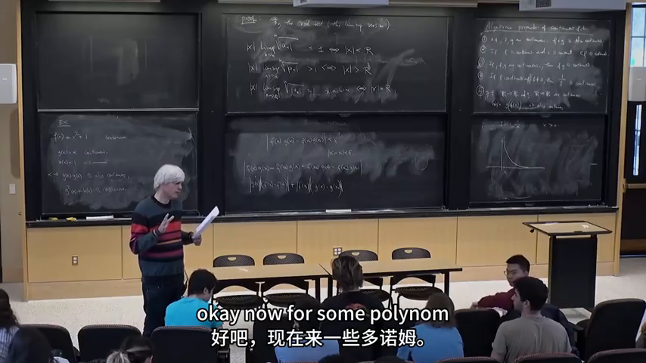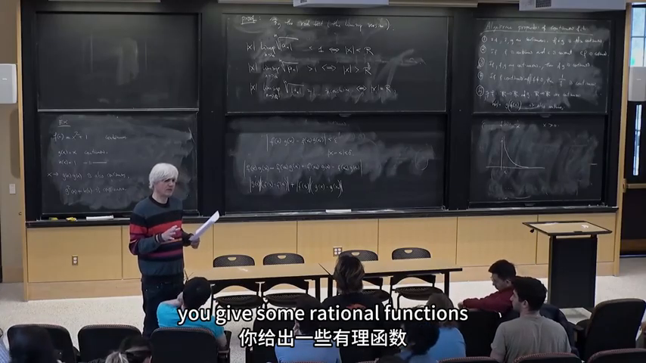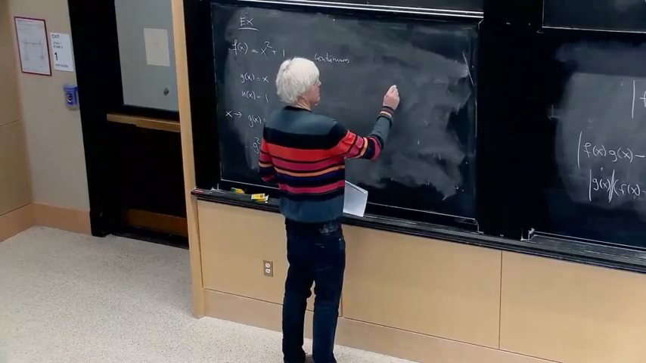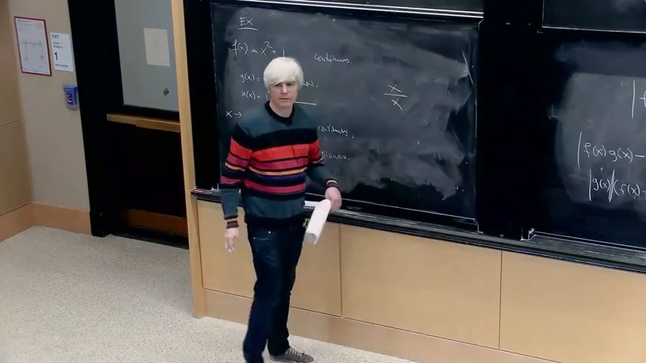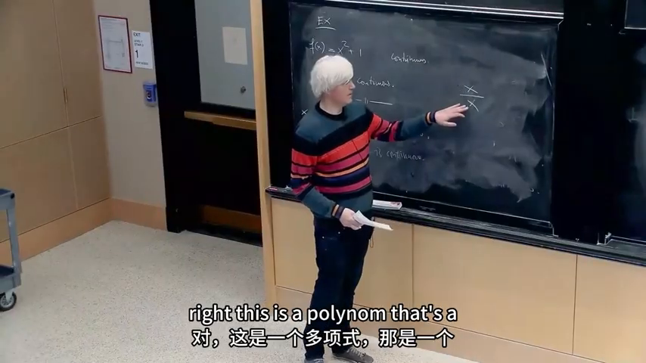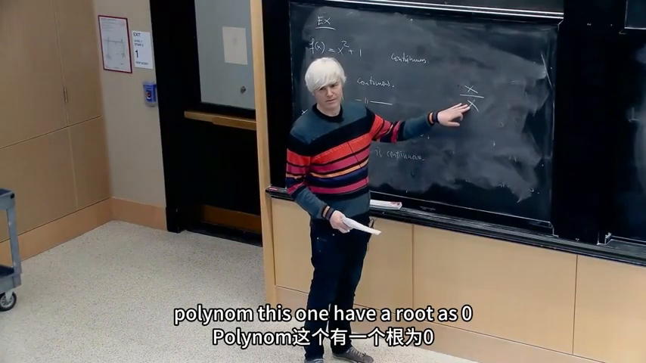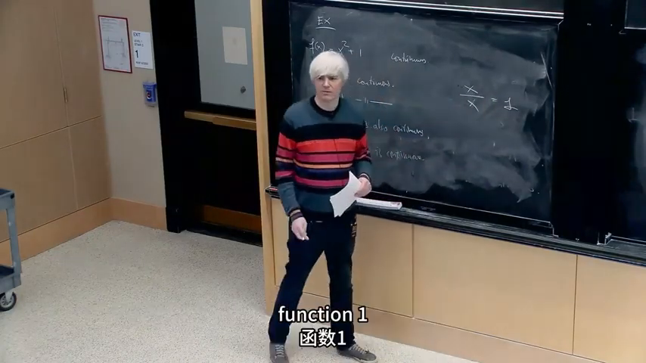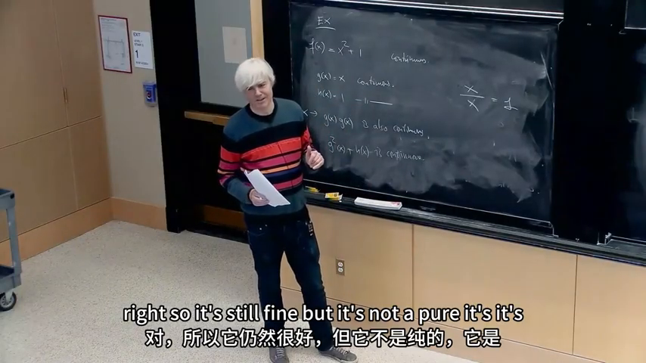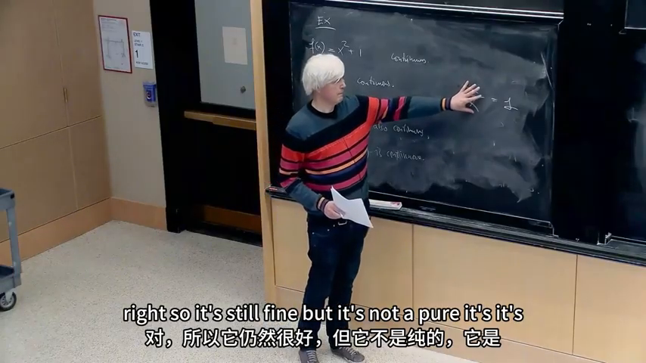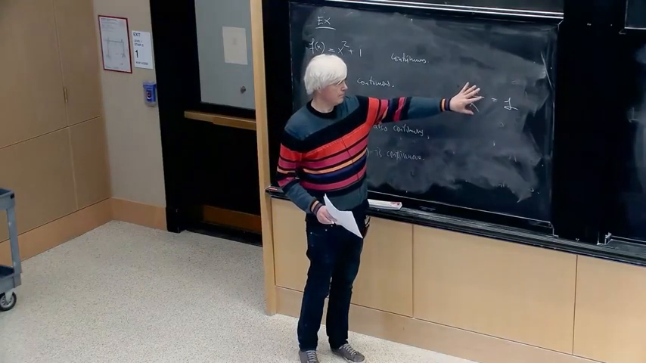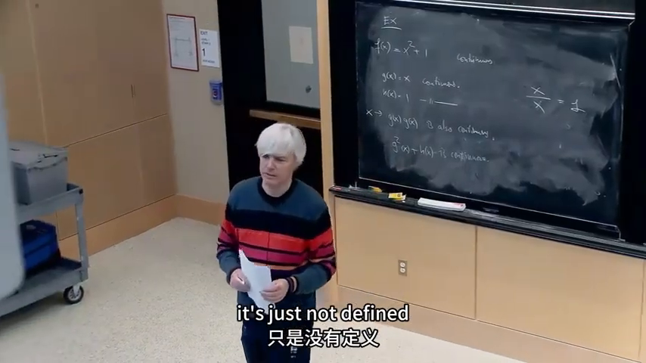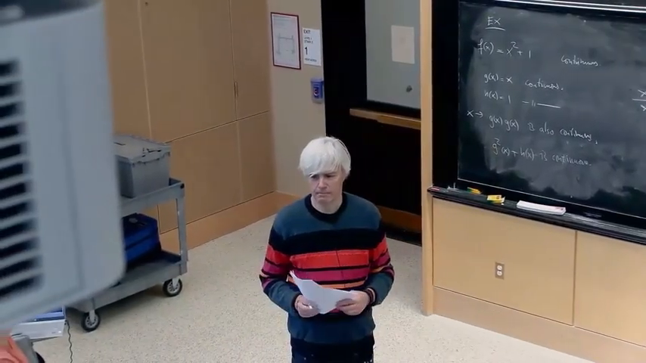Now, for some rational functions, if you were sort of silly and you wrote this thing here, this is a polynomial, that's a polynomial, and this one has a root at 0. But really, this function here, you would probably think about as being the constant function 1. So it's still right, but a priori it's continuous away from the root. It doesn't say whether it's continuous at the root. It's just not defined at the root of the denominator.